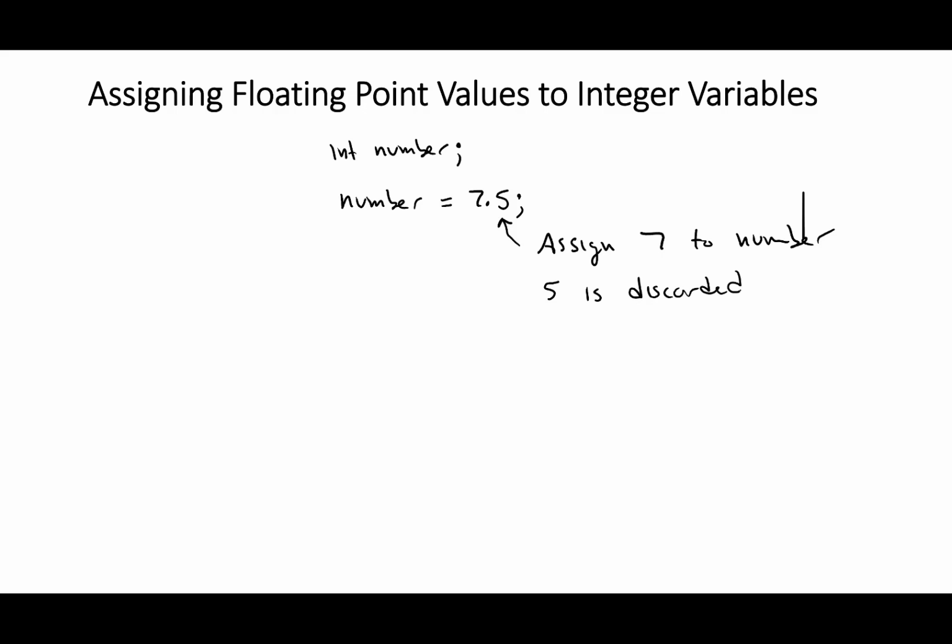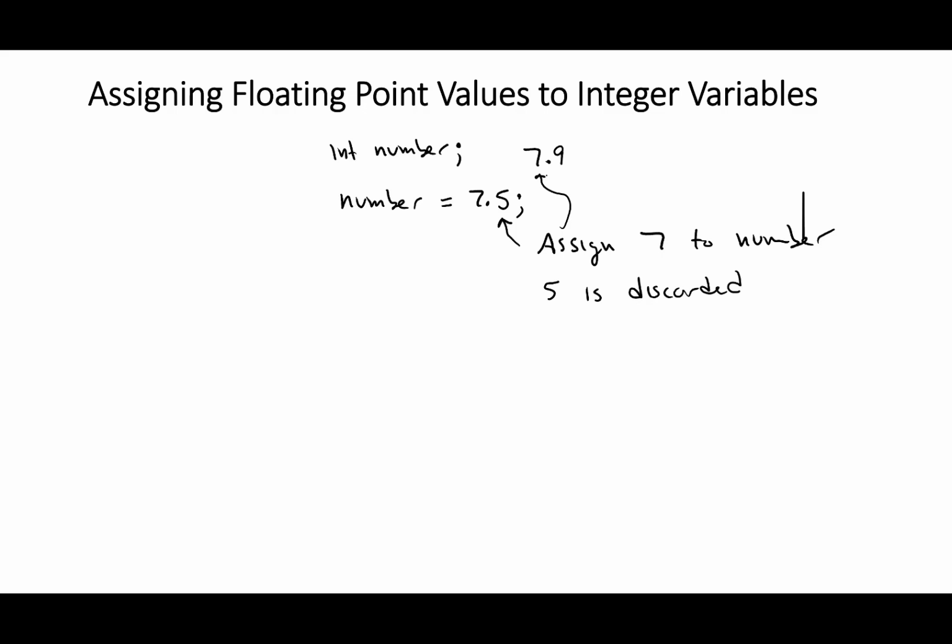And so this can cause some issues if you're expecting to save it as 7.5, or some people think that this might round it. Some people think that this might round up to an 8 before storing it as an integer, but it doesn't. It just cuts off whatever your fraction part is. So even if you had 7.9, this would still assign 7 to that number and then discard the 9.